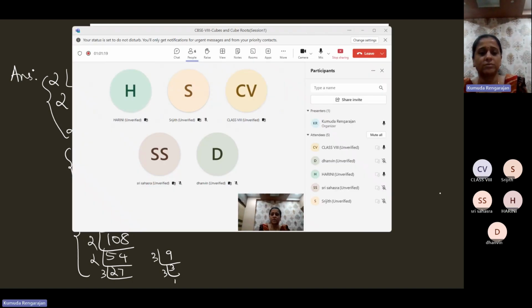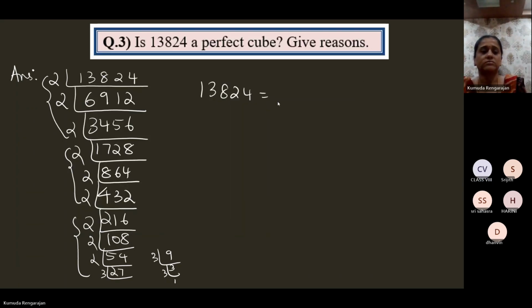Somebody's mic is enabled and I'm able to hear the noise from your background. Is it Harini? Shri Harini? Please disable your mic. Yes, ma'am. Can I say now? 24. Yeah. No. Thank you. No. I just wanted the factorization part, children. 24. Yeah. Thank you. I'll continue.